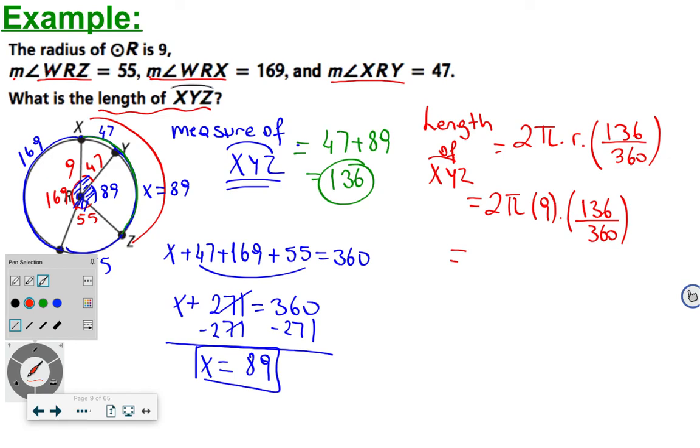If you calculate this, 18 pi times 136 over 360, you will find that 18 times pi times 136 over 360 is equal to approximately 21.36. So this is the length of arc XYZ.